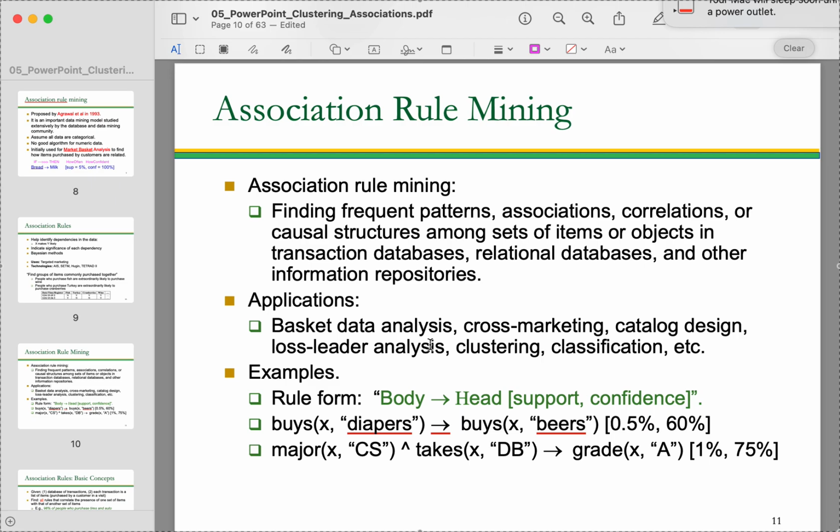It looks at the transactions. If there were diapers and beers, guess what? We're going to create a rule that says if people buy diapers, then they also buy beer, because that's what our data is showing. This shows support 5% of all transactions contain this, and confidence is 60%.